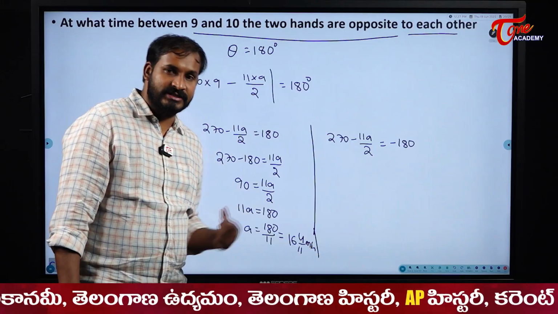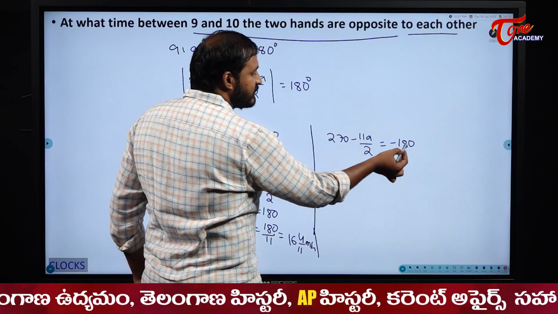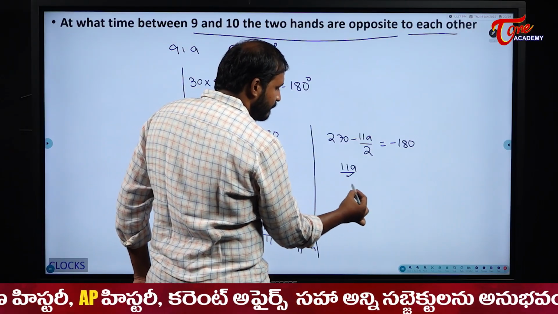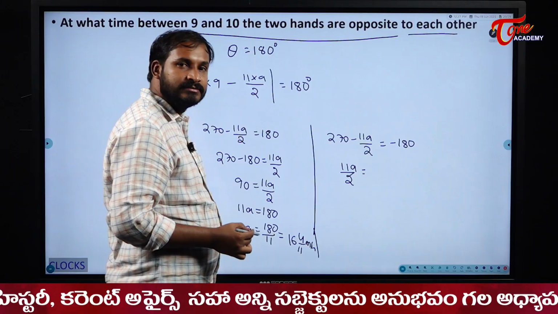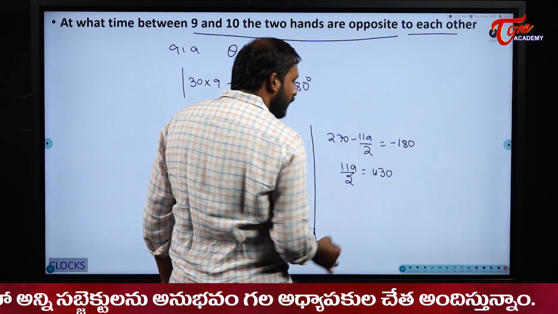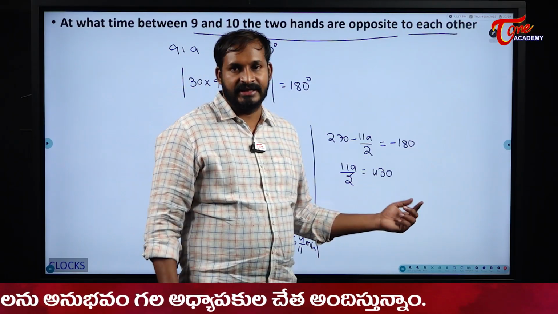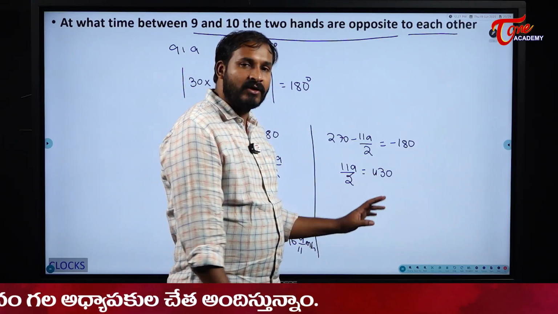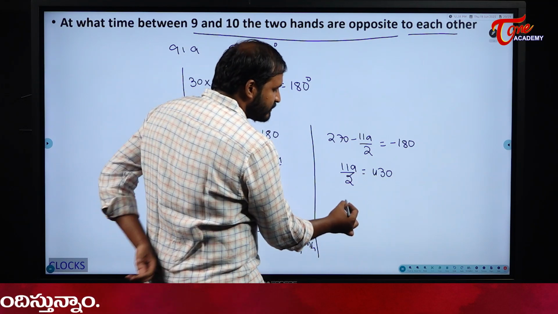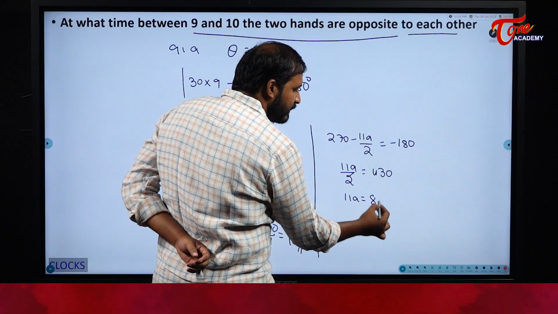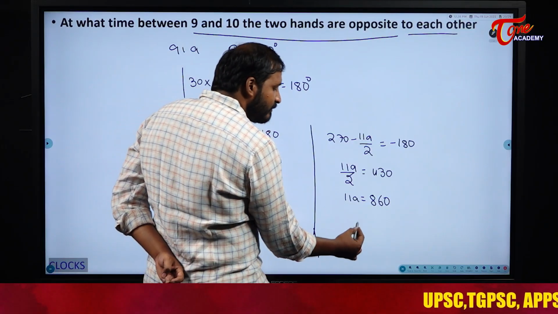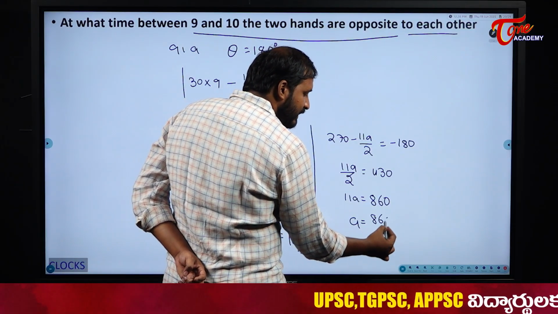Now please we will check this one. What will happen when I send 11a by 2 to that side and 180 to this side? See here, students. 11a by 2 will become 270 plus 180. It becomes 430. Now this is a value which is greater than 360 degrees. For the time being, we will not make any changes and we will observe what will happen if I go with 430. Now 11a value will become 860. A value will become 860 by 11.